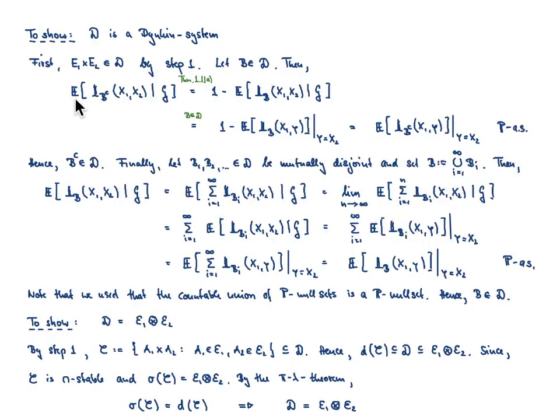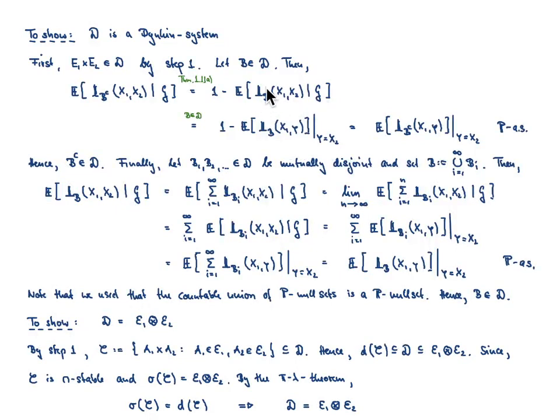And we consider now the conditional expectation of the indicator function of B complement of x1 and x2 given G. So you see that indicator function I can rewrite as 1 minus the indicator function of the set B. And then I simply use linearity. So that's why P almost surely I have the following expression, namely 1 minus the conditional expectation of the indicator function of B of this random variable x1 and x2 given G.